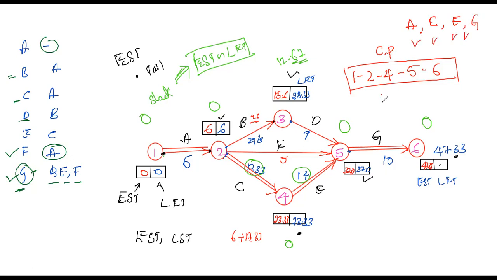If they ask for critical nodes, then 1, 2, 4, 5, 6. So these are the critical nodes. Node number 1, node number 2, node number 4, 5 and 6. These are the critical nodes, these are the critical activities and this is the critical path. Okay, so this is how we need to calculate.